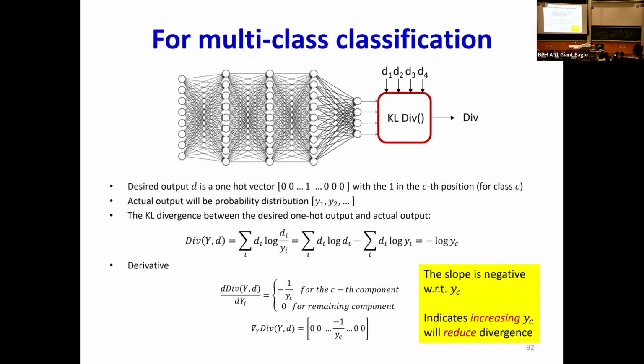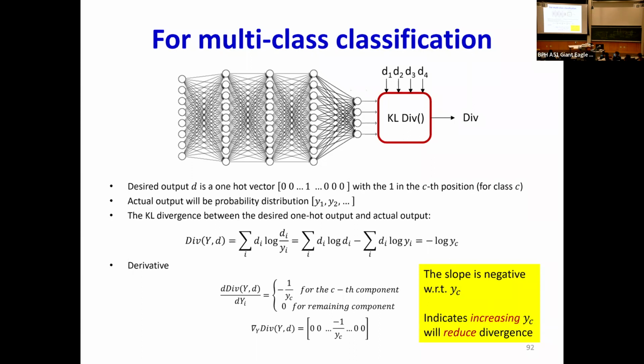So which is the one output which is going to be non-zero? The correct class, correct? So what does that formula reduce to? It's just going to be minus of the log of the probability assigned to the correct class. Correct? And when the probability assigned to the correct class is 1, what does this value become? It's log of yc, right? It's going to be 0.